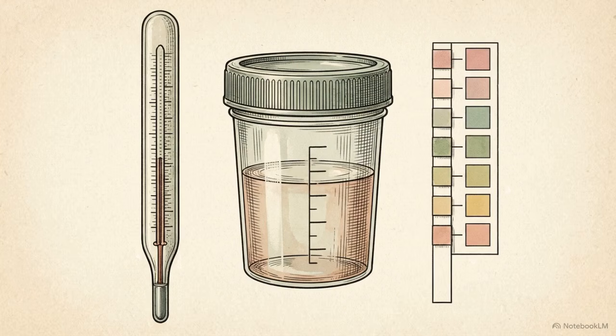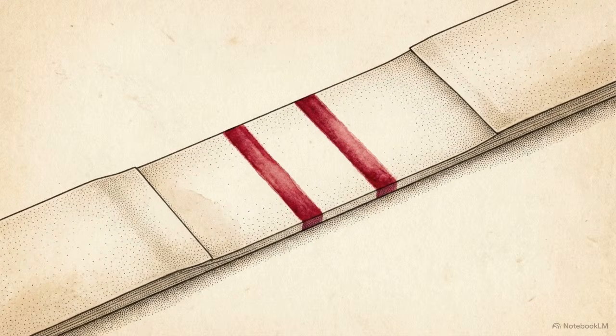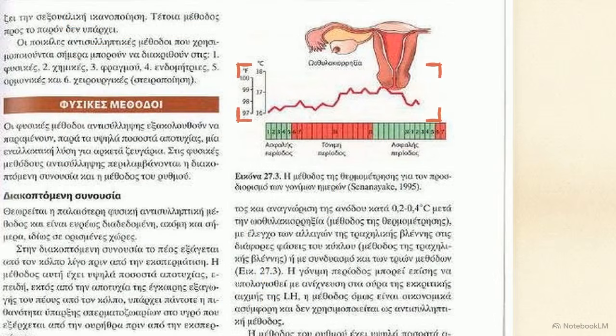Identifying this window requires tracking specific physiological markers. Patients must monitor daily changes in cervical mucus viscosity, test urine for the luteinizing hormone peak, and continuously record basal body temperature. This graph shows the correlation between ovulation and basal body temperature. Immediately following ovulation, the release of progesterone triggers a distinct thermal shift, raising the body's basal temperature by 0.2 to 0.4 degrees Celsius.